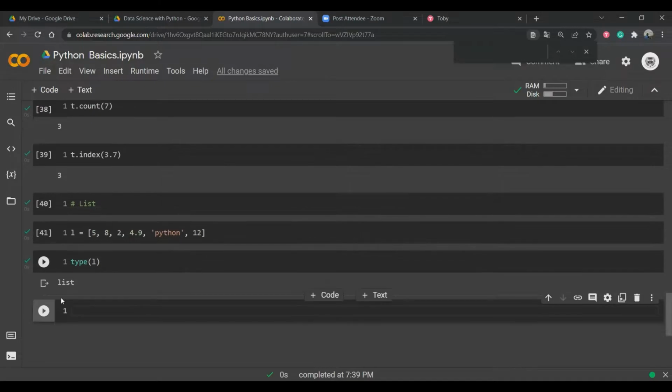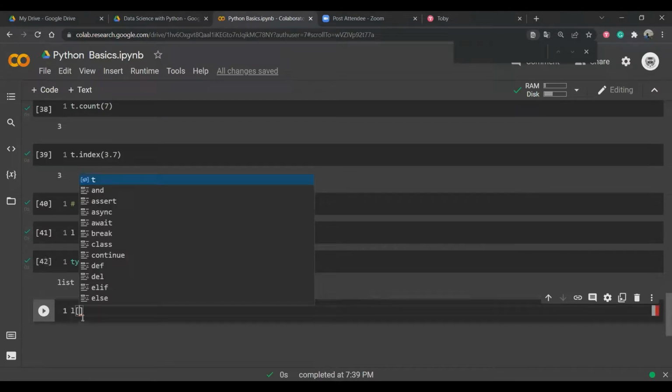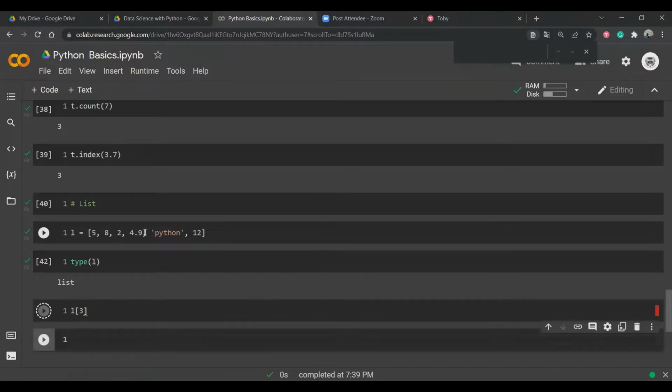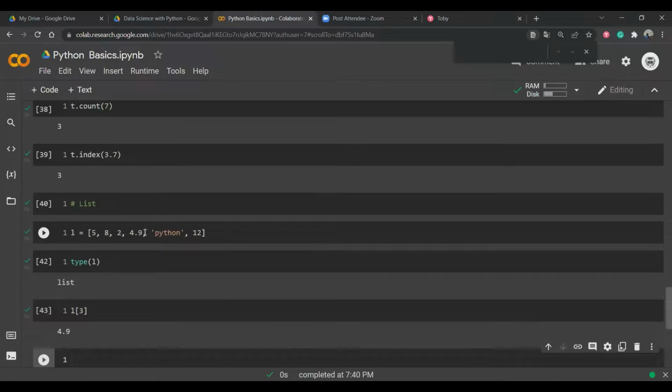Okay, so now this is a list, right? And if I want to access any element, I need to give the index value. Suppose I want to access this 4.9, the index value of this 4.9 is nothing but 3. Yeah, so I'm able to access it, right?